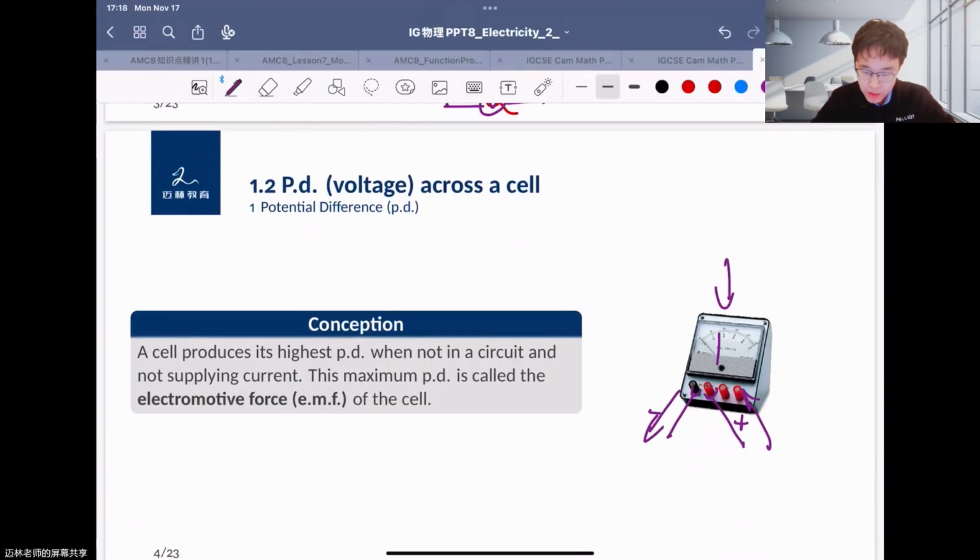Also remember, here is a new word called electromotive force. We call it EMF. EMF is, most of the time, used just for a single cell.